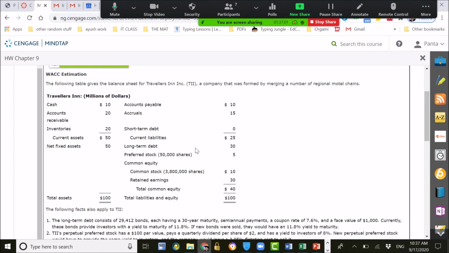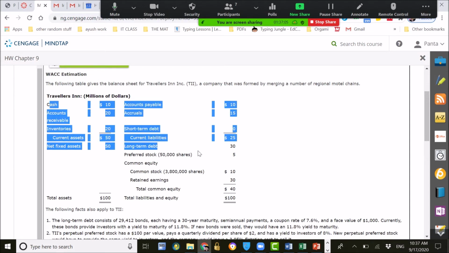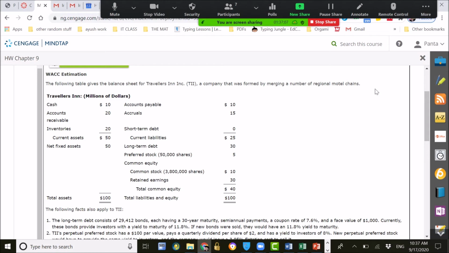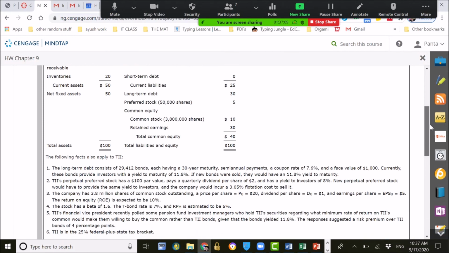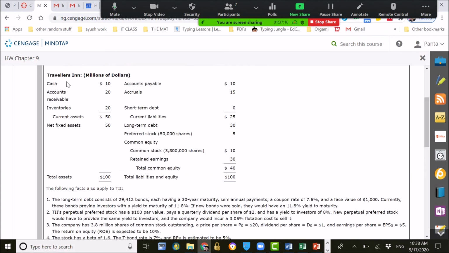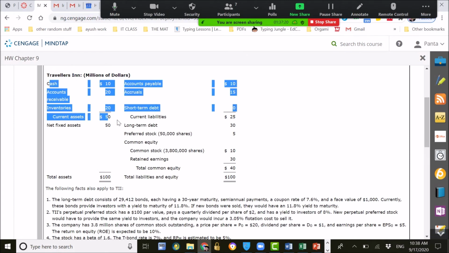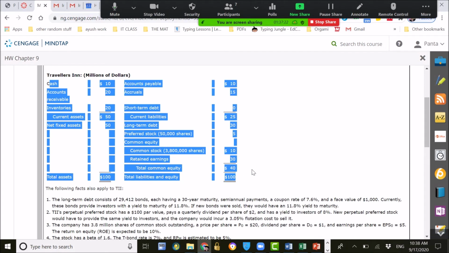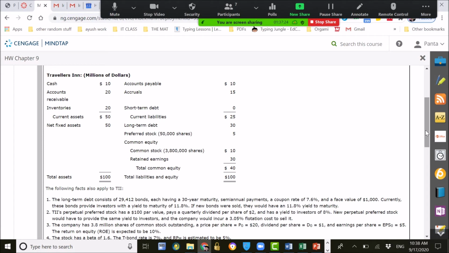So in this question, you are given this balance sheet, and then you have long-term debt, which consists of this bond. Actually, this is the book value. Everything you can see over here is the book value of this company, right? So it's book value, and we're finding the market value.